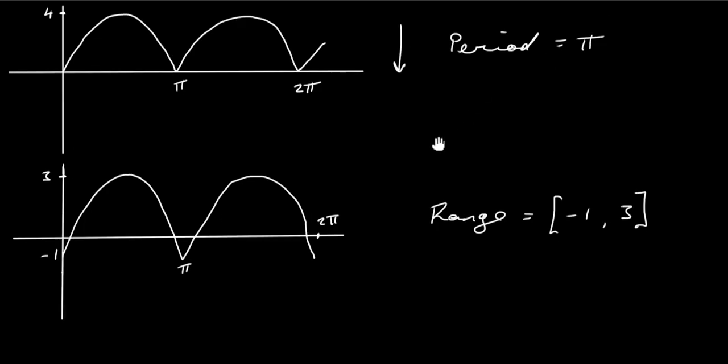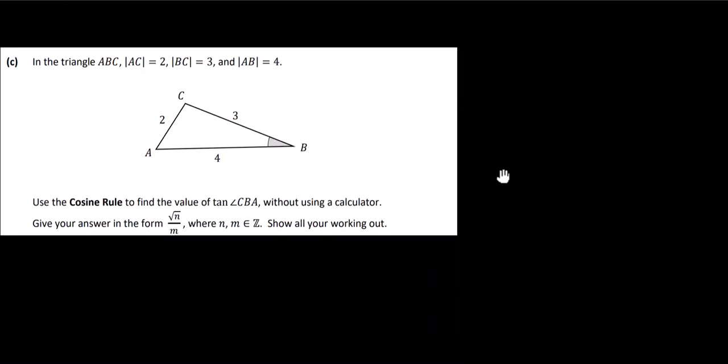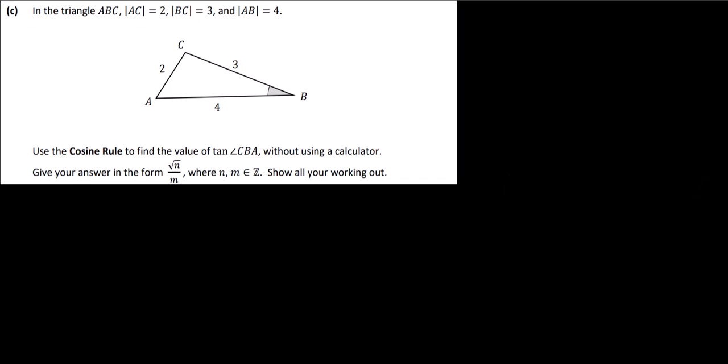Okay, let's look at the next part. In the triangle ABC, AC is 2, BC is 3, and AB is 4. Use the cosine rule to find the value of tan CBA without using a calculator. Give your answer in the form root n over m, where n and m are integers. Show all your workings out.